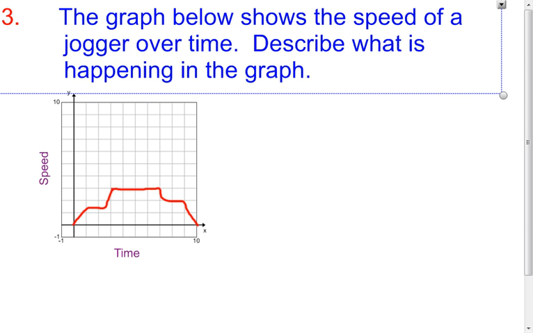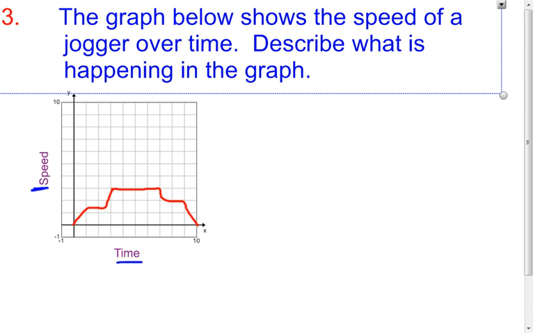All right, then in the next one, we have someone who is jogging, and we want to look at their time and their speed. And so, here we go. This is as time passes. This is how fast the jogger is going.